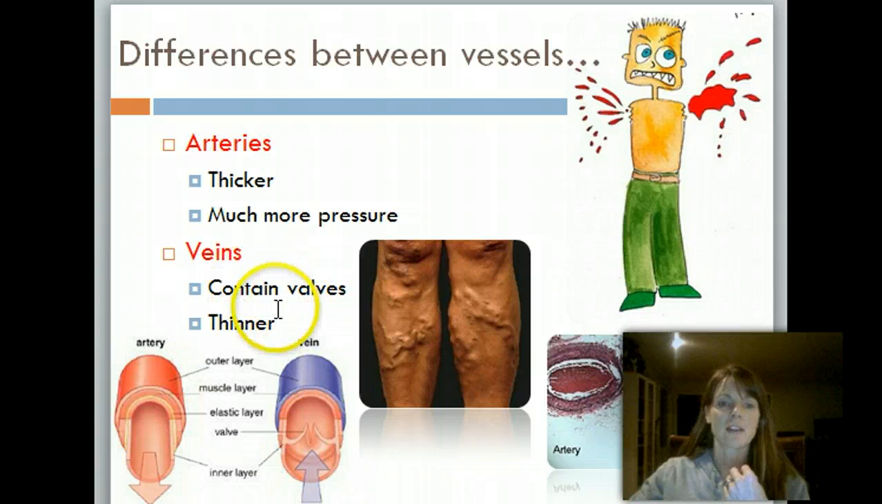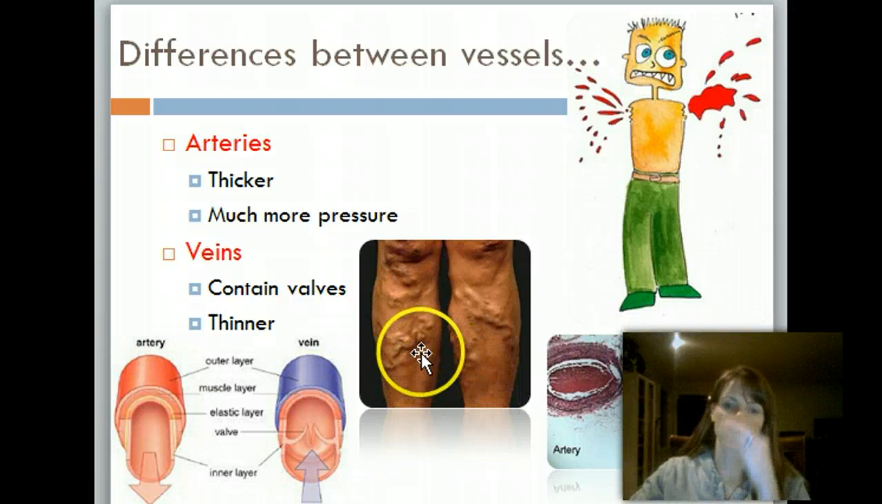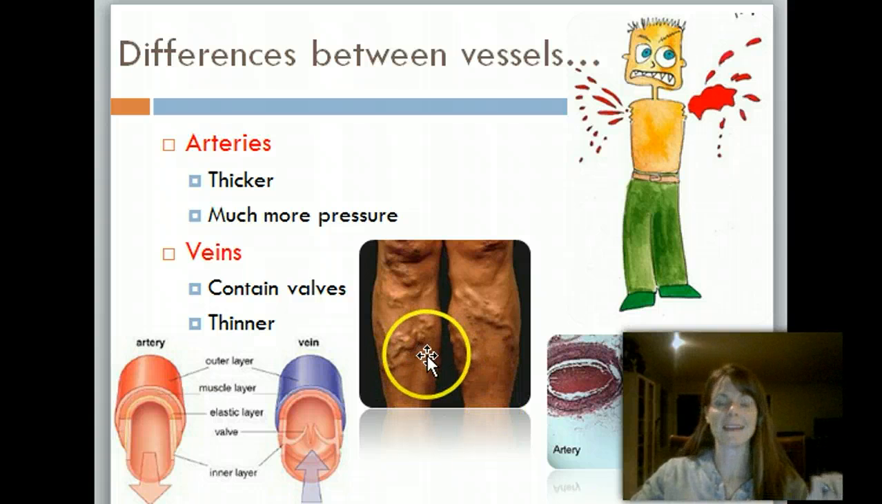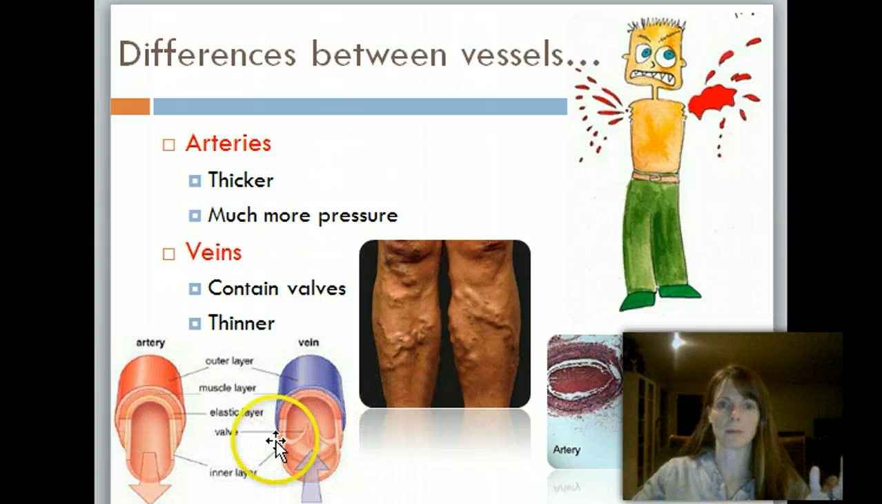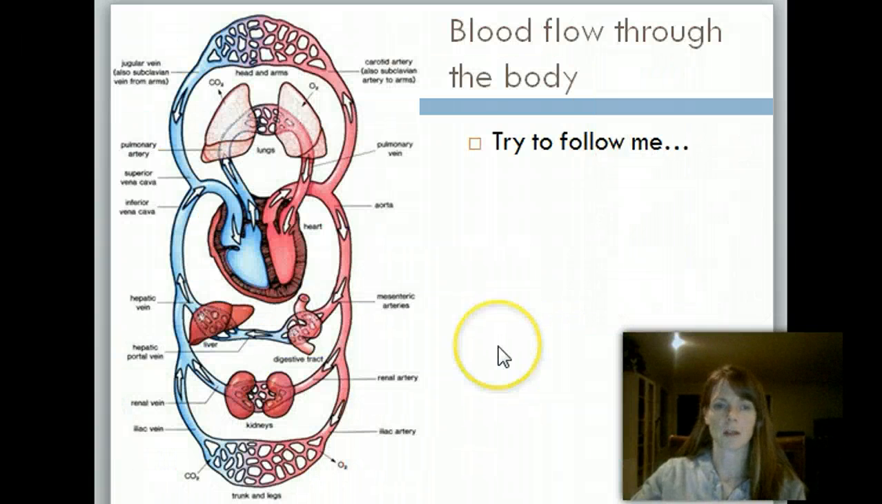So veins contain valves, like I told you. Here's a picture of a vein versus an artery, and here's the valves. So again, here's what a varicose vein looks like. This is obviously a pretty bad case of varicose veins. But that blood will start to pool because this valve basically becomes faulty, okay? So I kind of went over that.